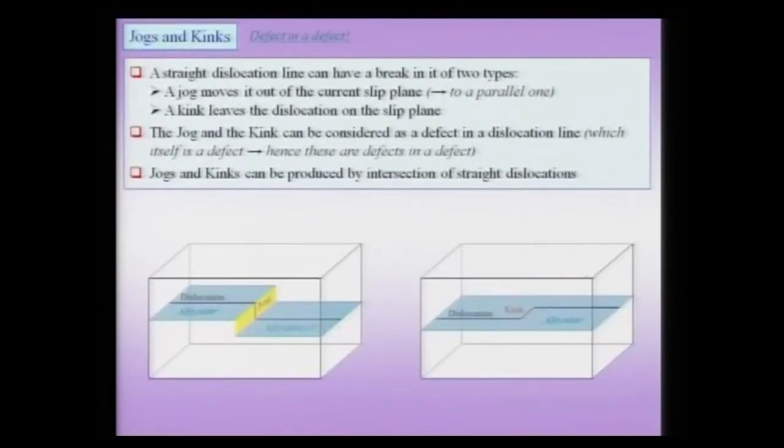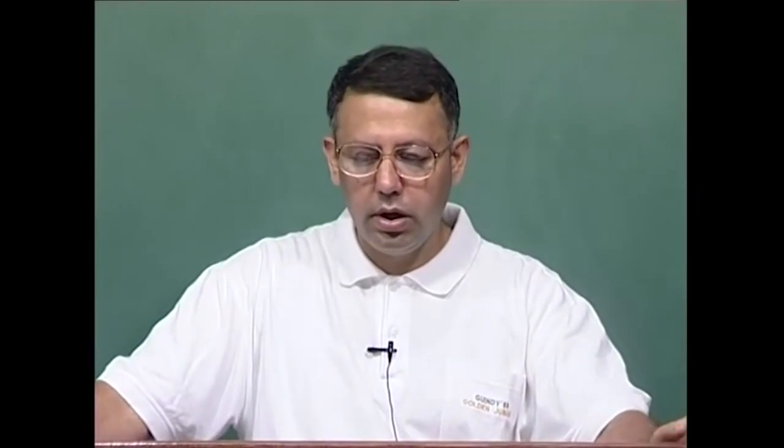Now, we have considered so far mostly either uniformly curved dislocations or dislocations which are straight. Now, there are possibilities wherein a dislocation line has a small defect in it. There are two kinds of defects which are possible in a straight edge dislocation or a straight screw dislocation, and these defects are the jogs and the kinks. It is interesting to note that jogs and kinks are not defects themselves; they can be visualized as a defect in a defect. So, they are a defect within the dislocation line.